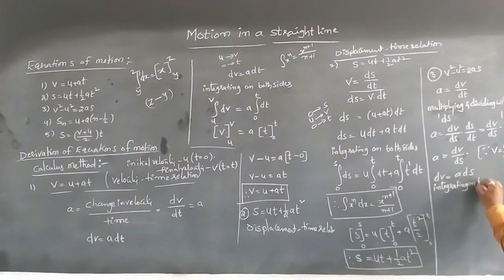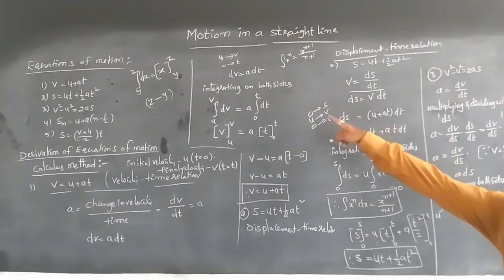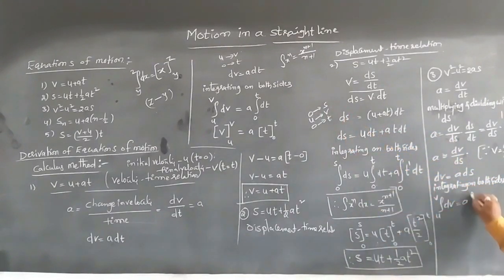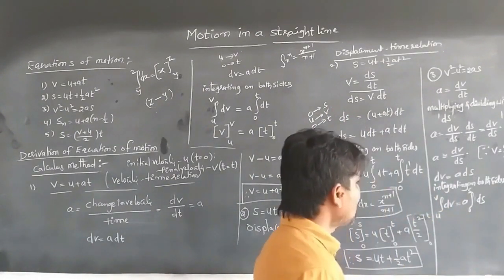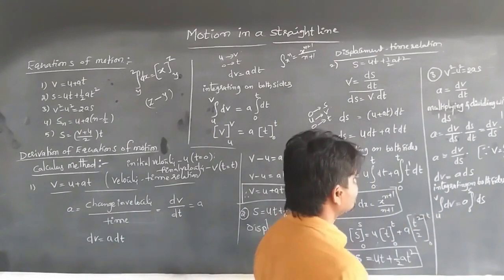Integrating on both sides, wherever we integrate, the velocity will go from u to v, that is dv. Here a is the uniform acceleration. The displacement will be from 0 to s, so that's why 0 to s, ds.